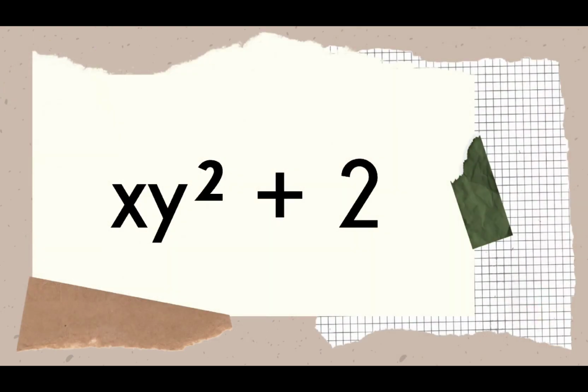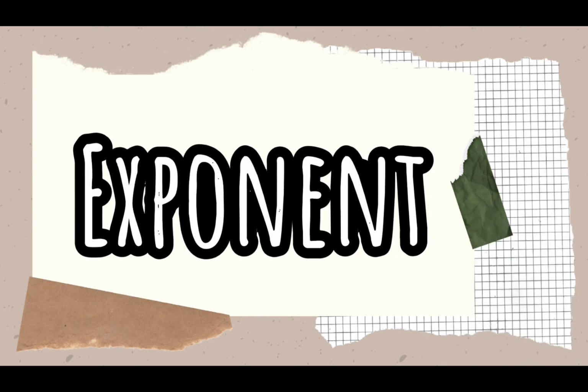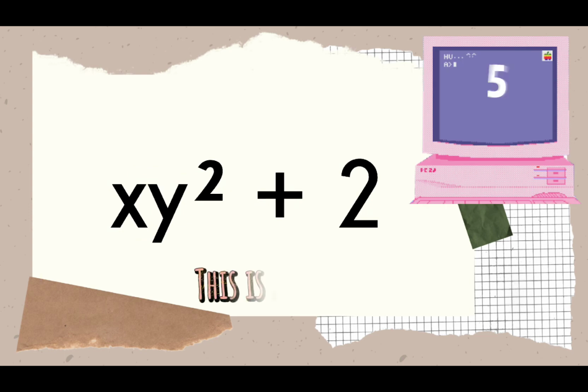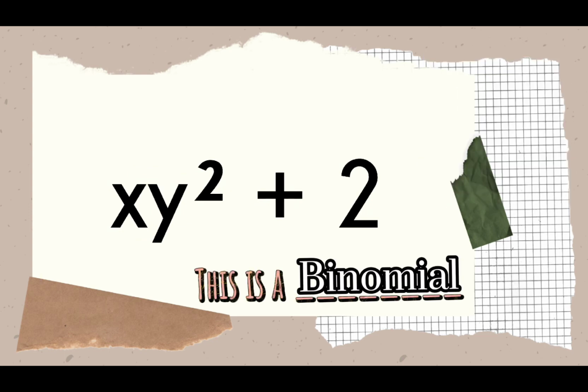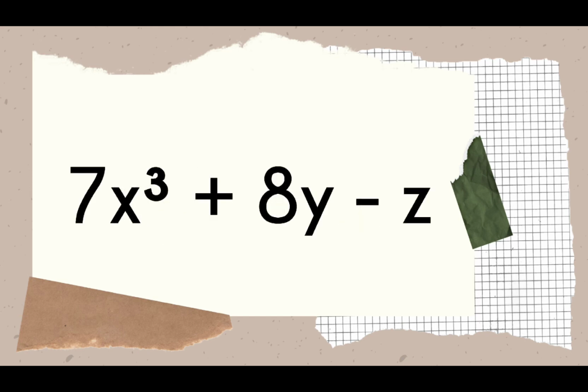Here is the first expression, xy squared plus 2. What do you call to the number 2 above y? It is called exponent. And what do you call this expression? It is a binomial. Next one is 7x cubed plus 8y minus z.